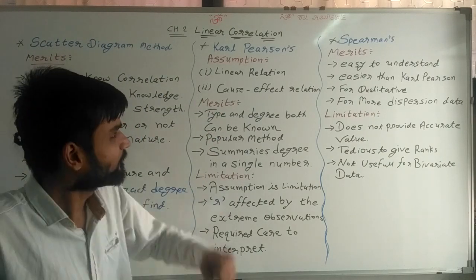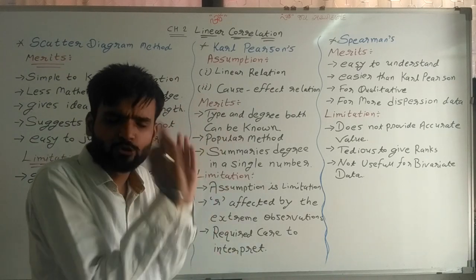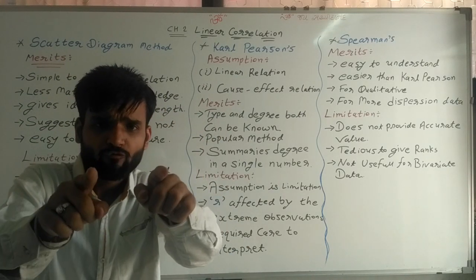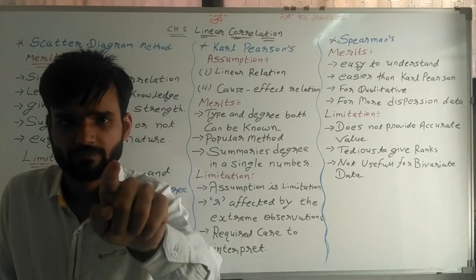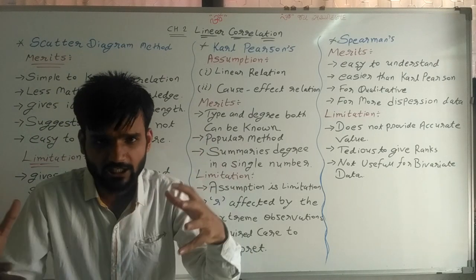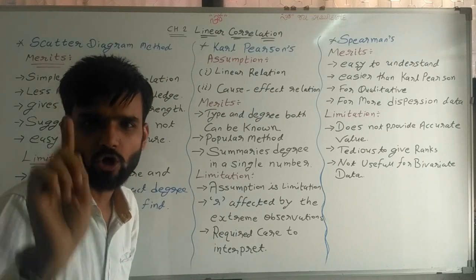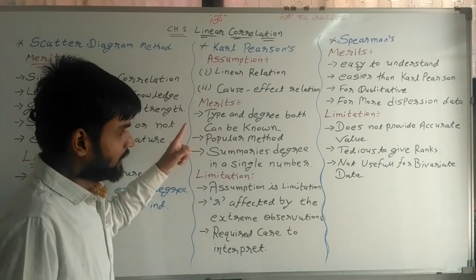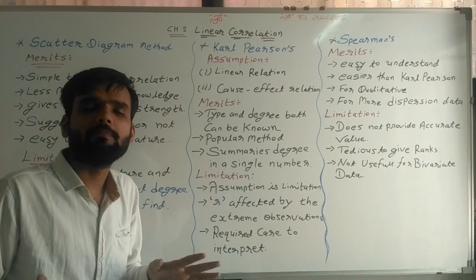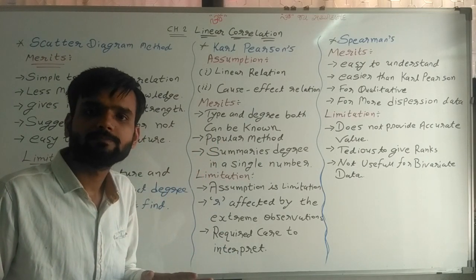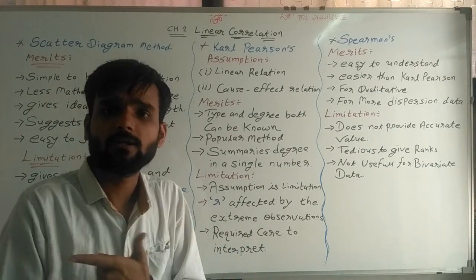Think. First, linear relation. Karl Pearson told us, if there is linear relation between two variables, then and only then their measurement value is possible by this method. Otherwise, measurement cannot be done. So first assumption, there is linear relation between two variables.